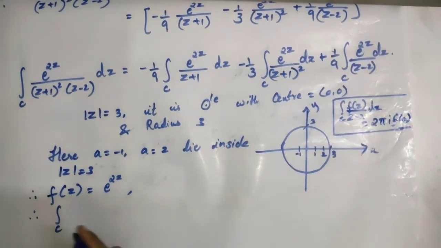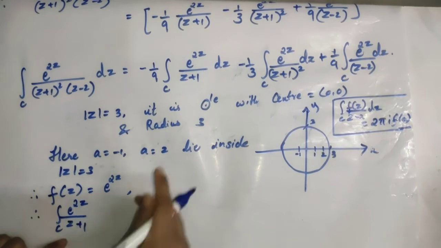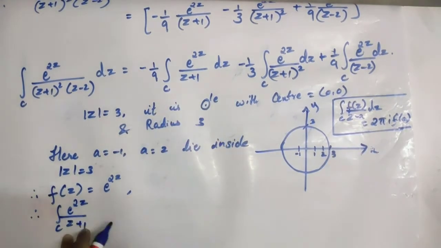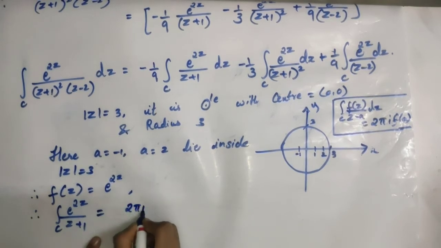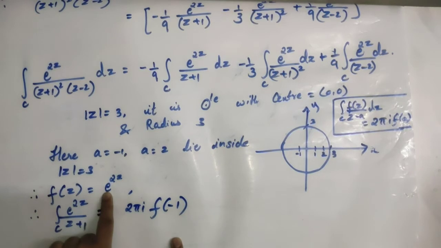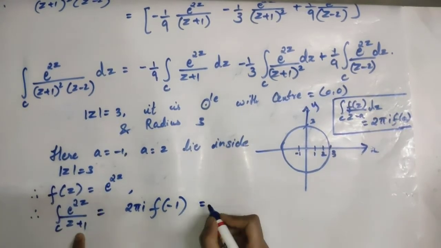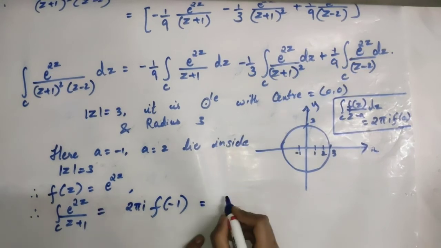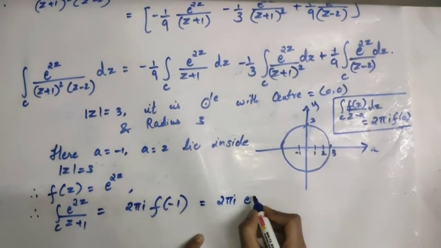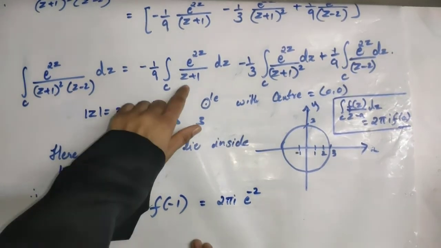Here we are having e^(2z) divided by z+1. Look at that, you have got that. So we have to evaluate this, and it will be equal to 2πi times f(-1). In the present case, the value for a is -1, as I have shown you. So f(-1) gives 2πi e^(-2). This is the value for the first part. We are done with it.